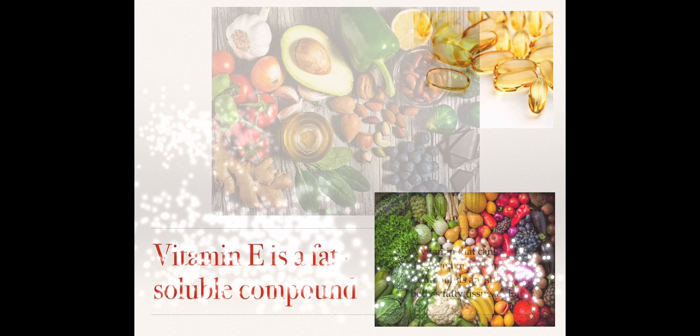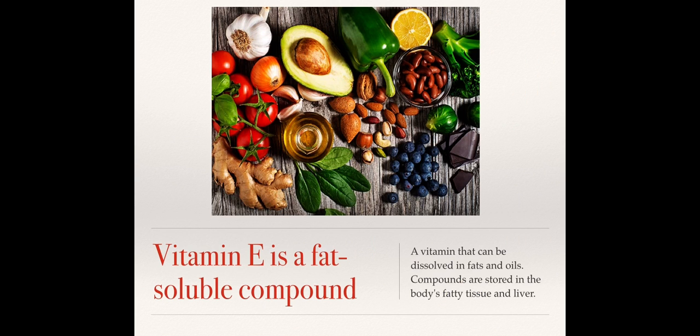As we know, there are two types of vitamins. There are fat-soluble vitamins and water-soluble vitamins. Vitamin E happens to be a fat-soluble compound, along with vitamins A, D, and K. These compounds are stored in our fatty tissues and liver. Remember, vitamin E dissolves in fats and oils. It's a fatty substance.